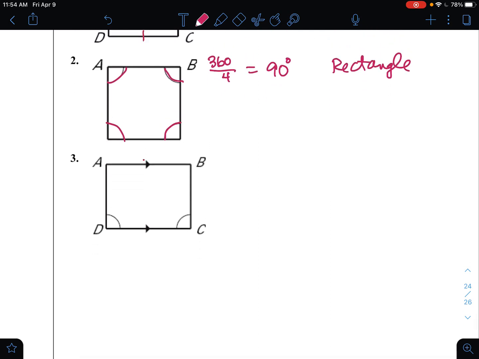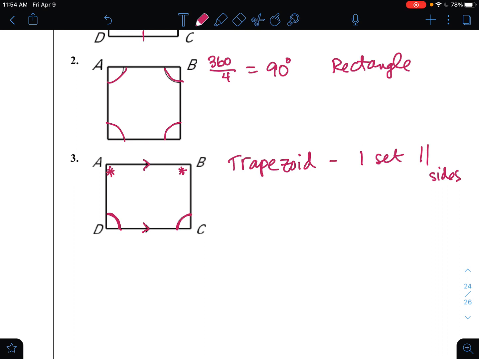Okay, number 3. I see one set of parallel sides. This is a trapezoid to start with. Okay, now I have this down here. So if these are the base angles, if this is a trapezoid and these are equal, then it's probably an isosceles trapezoid. Can I show that the two stars here are equal?